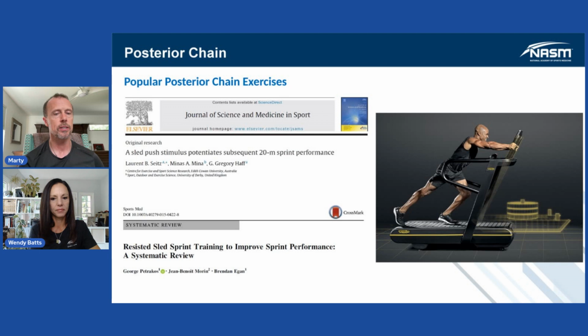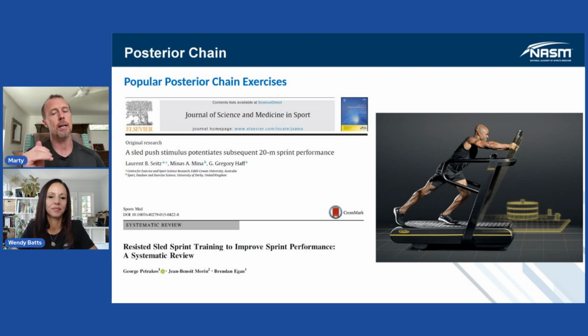Sled push stimulus potentiates subsequent 200-meter sprint performance. They're finding that it helps your explosive start out of the gate, but what is accelerating you as you're sprinting is the posterior chain. We also found, in a systematic review, that resisted sled sprint training improves sprint performance. Another piece of research that I've read is that a sled push activates the glutes as much as or more than a squat, sumo squat, and deadlift. Right there, what? Yeah, exactly.